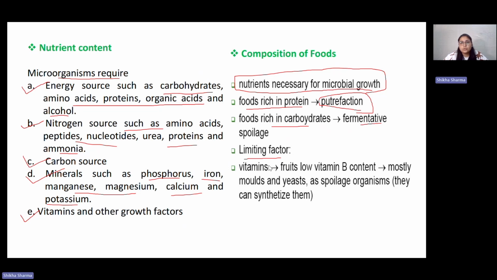The growth of the microorganism will depend on the limiting factors. If some nutrient is in a limiting amount, that is going to limit the growth of the microorganism. Like vitamins in fruits, where low vitamin B content is there. Most of the molds and yeasts, as spoilage microorganisms, can synthesize them. Some of the yeasts and molds can synthesize vitamin B and can grow in that kind of food where a low amount of vitamin B is there.